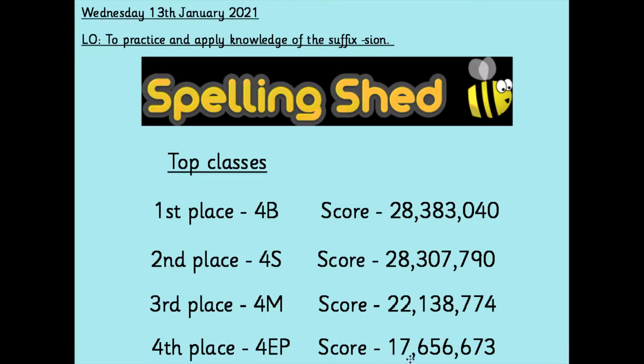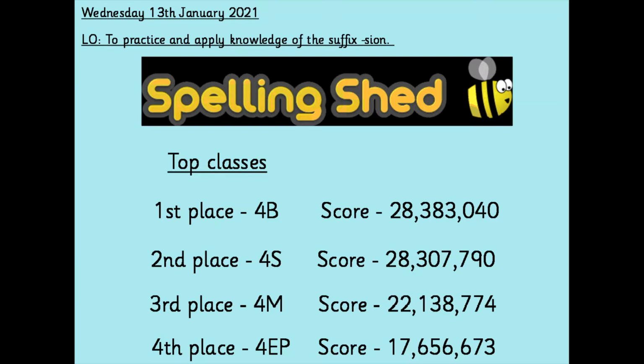I've been keeping a close eye on Spelling Shed, so let's go and see if the leaderboard has changed. As you can see, there's been a little bit of movement with the leaderboard today. The top class is still 4B. Well done, 4B. You've got a score of over 28 million. 4S, you're not too far behind, so let's see if you can get into first place next time.